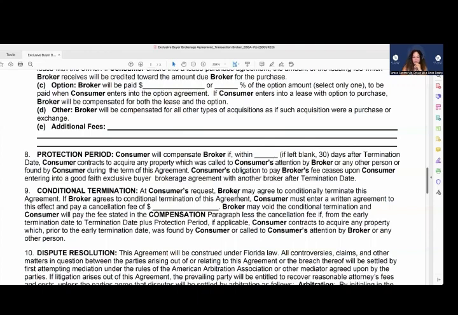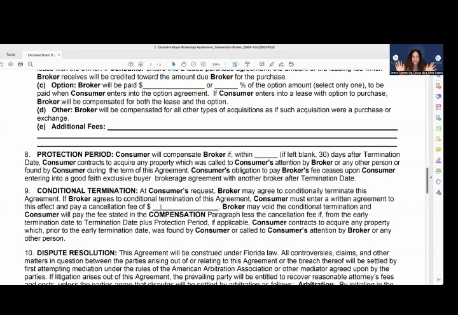Conditional termination. At consumer's request, broker may agree to conditionally terminate this agreement. If broker agrees to conditionally terminate this agreement, consumer must enter a written agreement to this effect and pay a cancellation fee of X amount of dollars. Now, should you have a cancellation fee? You might be required by your broker to have some sort of cancellation fee if they do this. So we'll be talking about that later on, or maybe the broker's just going to allow you to decide what that fee is. We haven't gotten there yet. So if I were you, my time is valuable. If they decide to cancel the contract and they don't want to work with me, I'm fine with that.